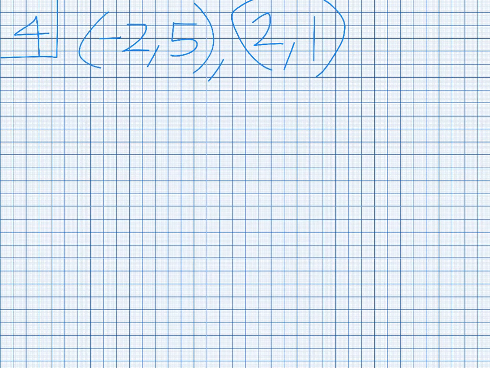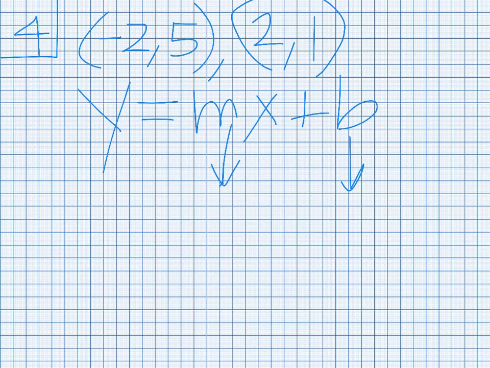Example 4 says, write an equation for the line that passes through these 2 points, -2, 5 and 2, 1. And again, since we're writing an equation, we want to use this y equals mx plus b formula. So we need to find m, and we need to find b. And as you know, we already know how to find m.